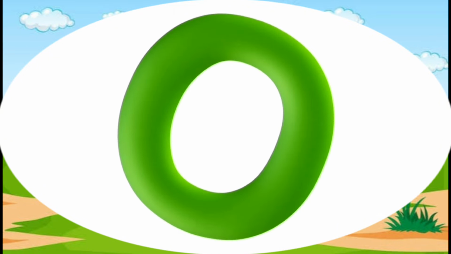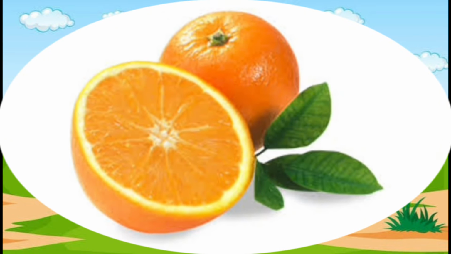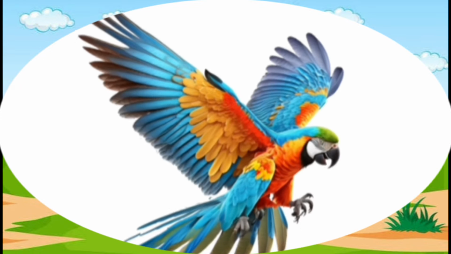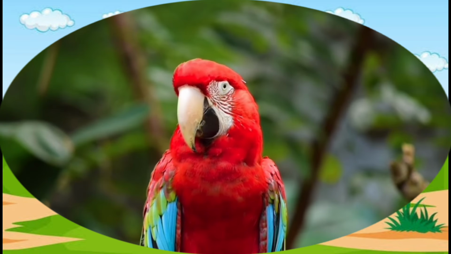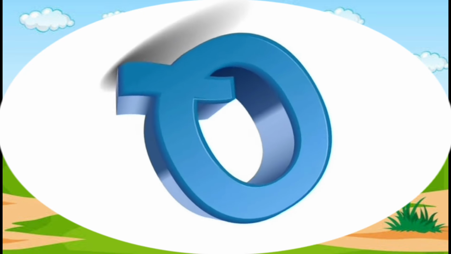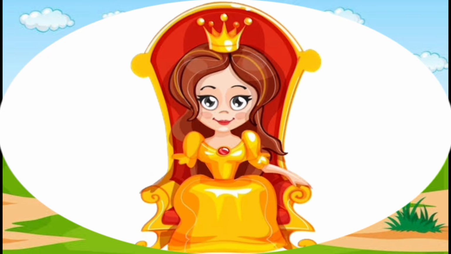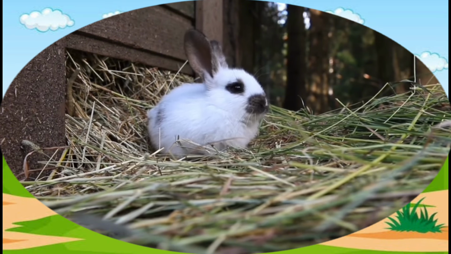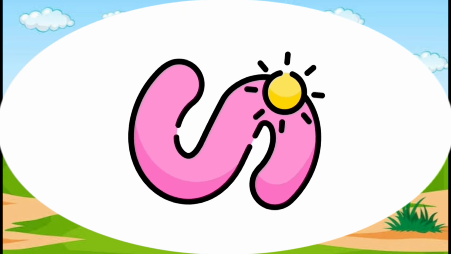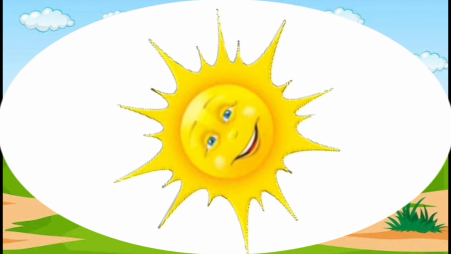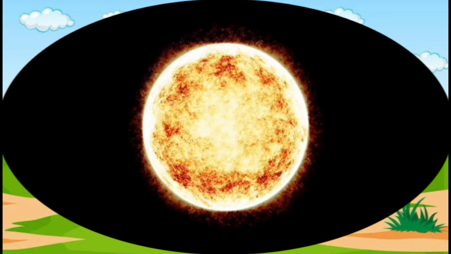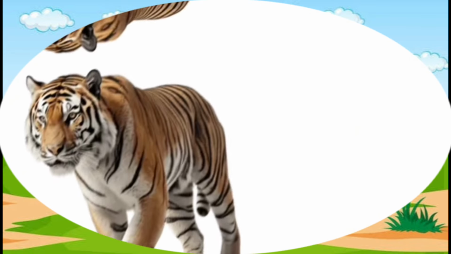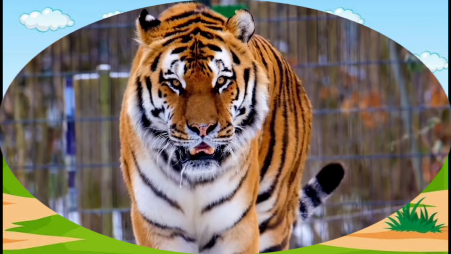O is for orange, o, o, orange, o, o, orange. P is for parrot, pa, pa, parrot, pa, pa, parrot. Q is for queen, Q, Q, queen, Q, Q, queen. R is for rabbit, r, r, rabbit, r, r, rabbit. S is for sun, s, s, sun. T is for tiger, t, t, tiger, t, t, tiger.